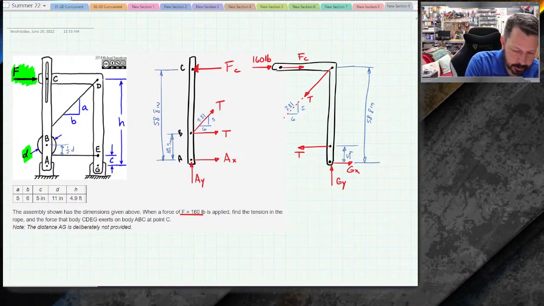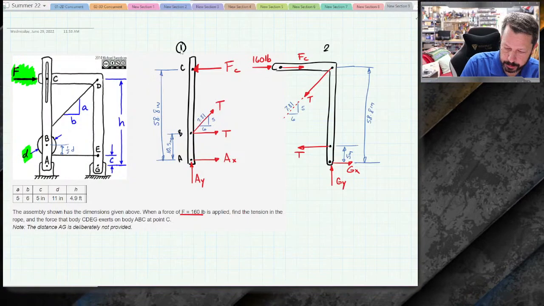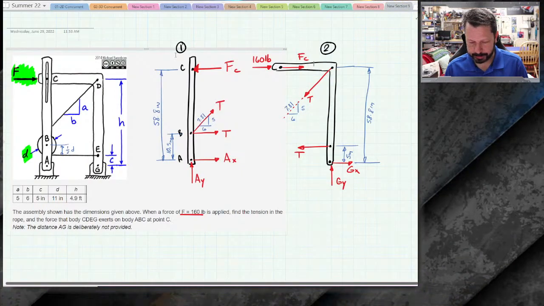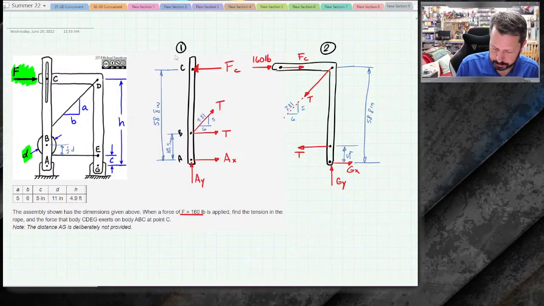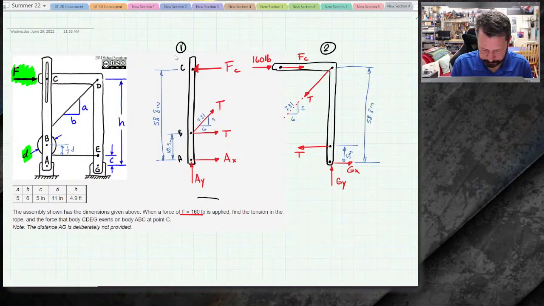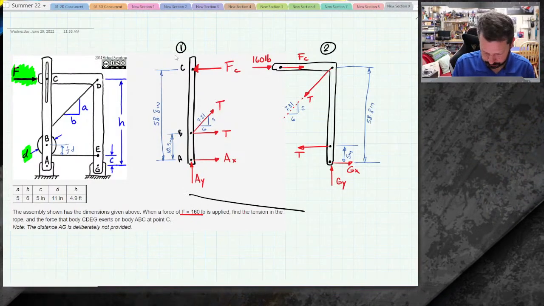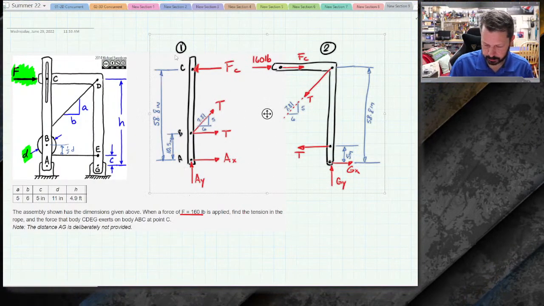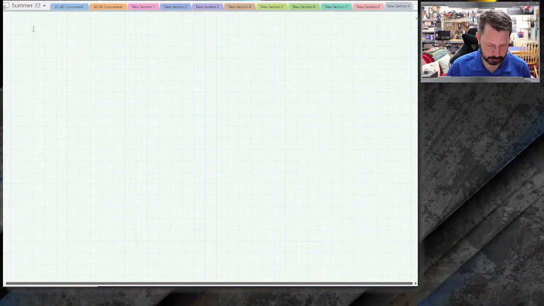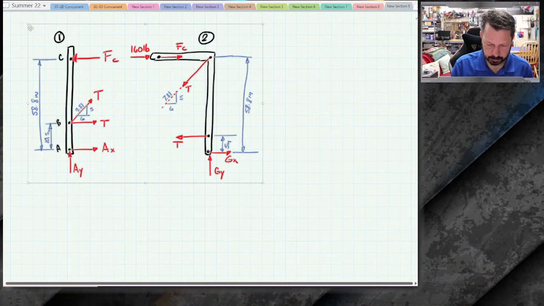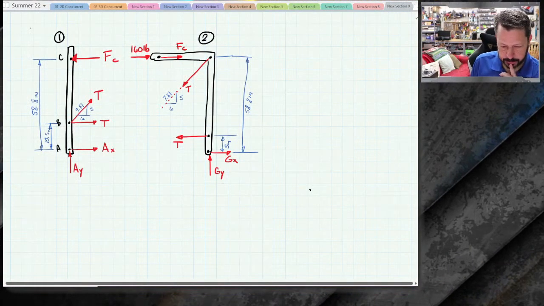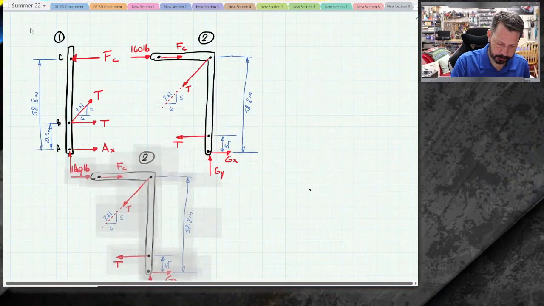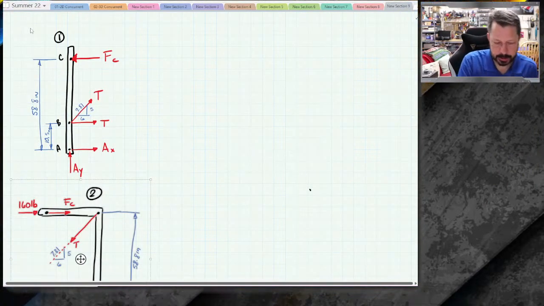So let's just call this one part 1, and this one part 2. I'm trying to figure out where I want to write these things. I think what I want to do is copy these and paste them down here. All right, actually let's do it this way now that I think about it. Let's put this one down here, and let's write the equations off to the side of the diagram.